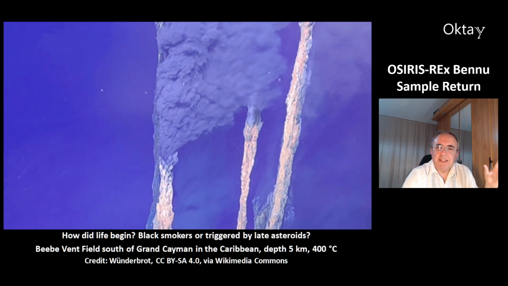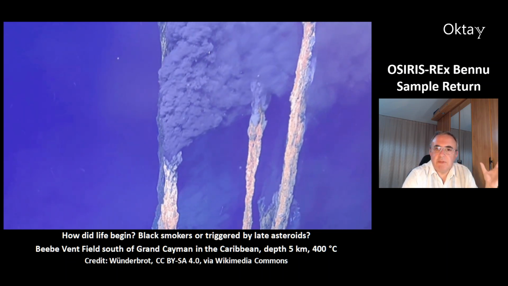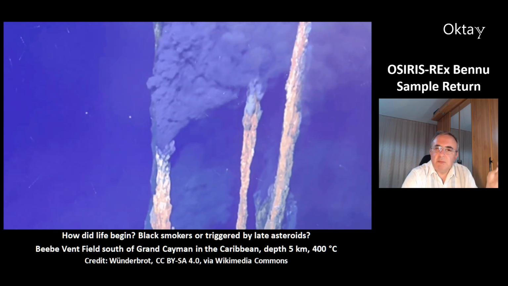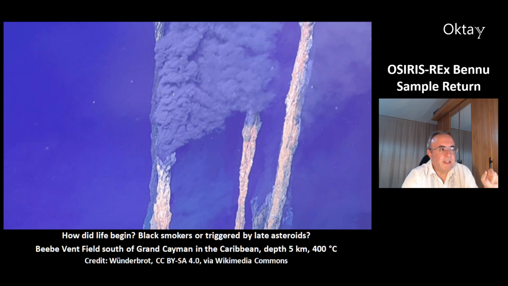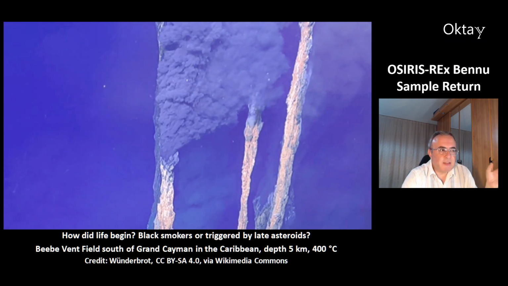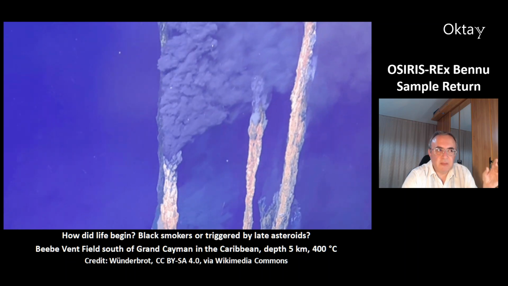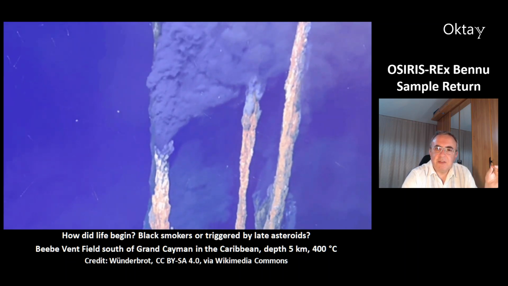This is a very interesting question. How did life begin? There are several possibilities. One could be near these black smokers very deep in the ocean. This is a picture from the Beebe vent south of Grand Cayman in the Caribbean, from a depth of 5 kilometers. And at these black smokers, the temperature is 400 degrees Celsius.